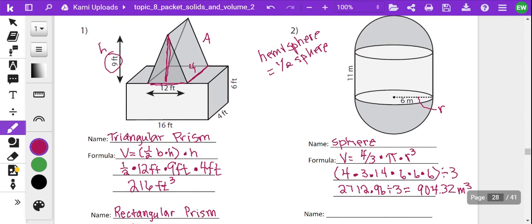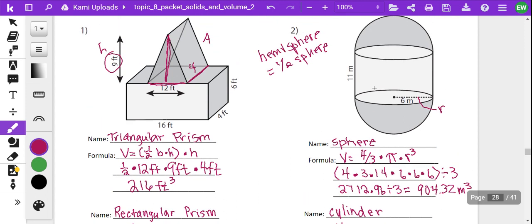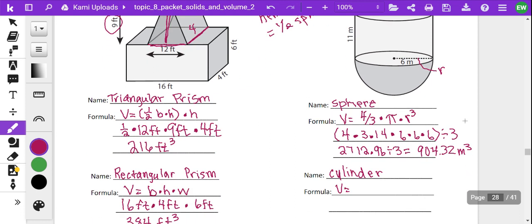Our next shape is a round tube in the middle that's connecting those two hemispheres, and that is a cylinder. Remember, the volume of a cylinder is going to be the area of the base, which is a circle, times the height of the cylinder. The area of the base is going to be pi times r squared, and we're going to multiply that by the height.